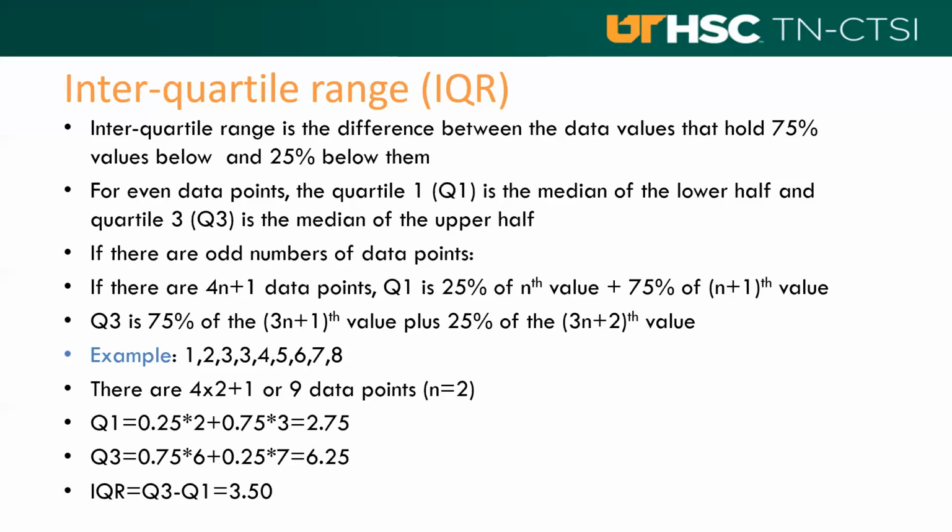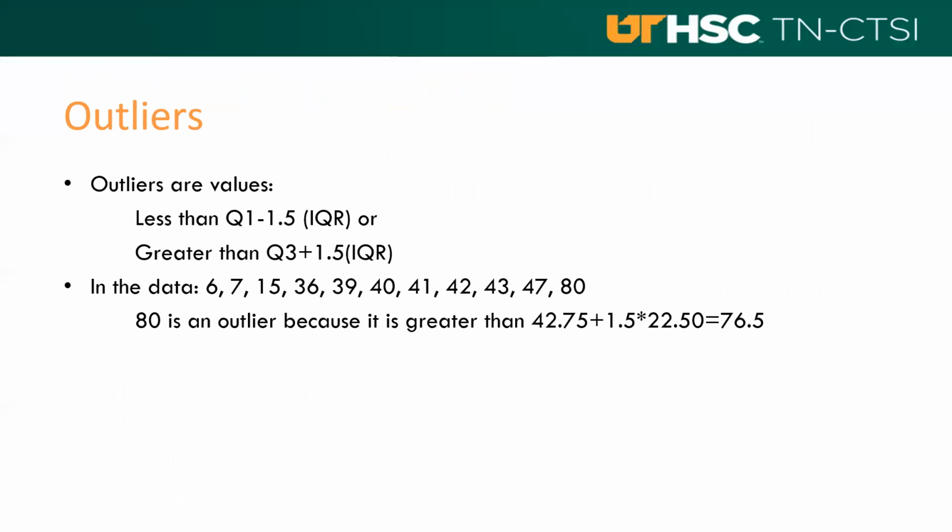The third quartile is 75% of the 3n plus 1th value, or the seventh data point in this case: 1, 2, 3, 4, 5, 6, 7. So that is 0.75 times 7 plus 0.25 times the eighth data point, which is 8, and so the third quartile is 6.25. The interquartile range is the difference between these two data points, the third quartile and the first quartile. So in this case, it's 6.25 minus 2.75, or 3.50. If you understand how to calculate the interquartile range and don't want to calculate it by hand, you can use software, which easily provides you the interquartile range.